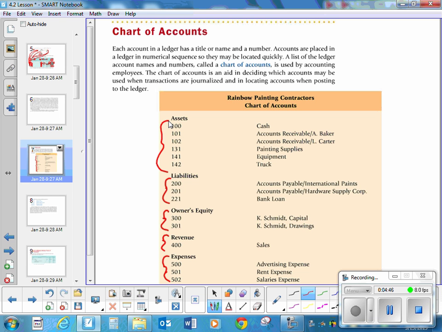It doesn't matter to me in the order that you put them in each category, like right here. Usually, actually, the textbook gives that to you already. But that's called a chart of accounts, when you list all of your accounts.